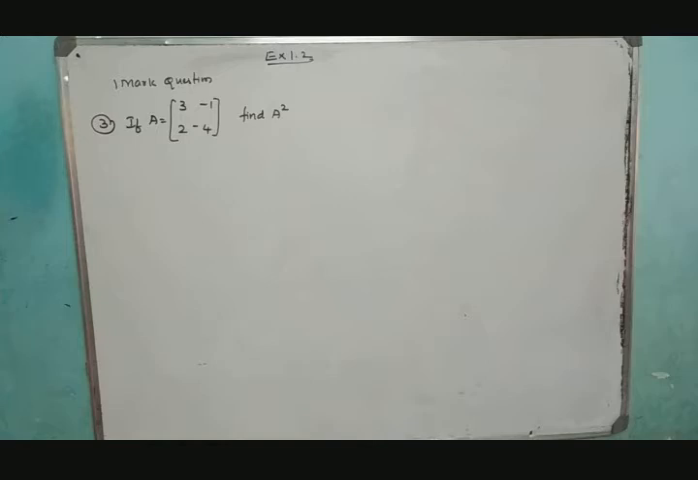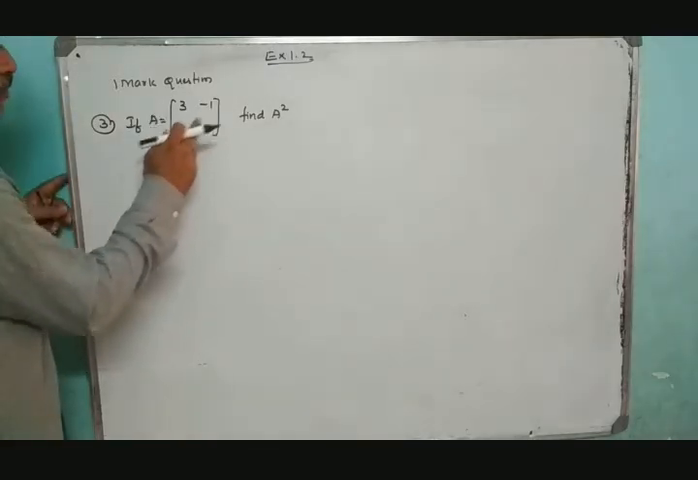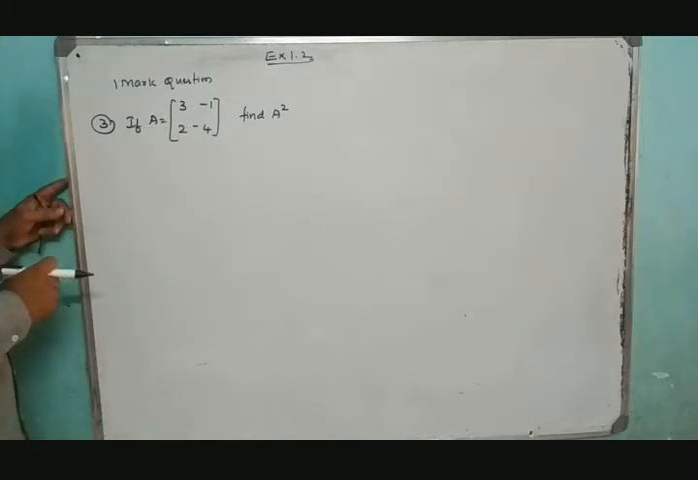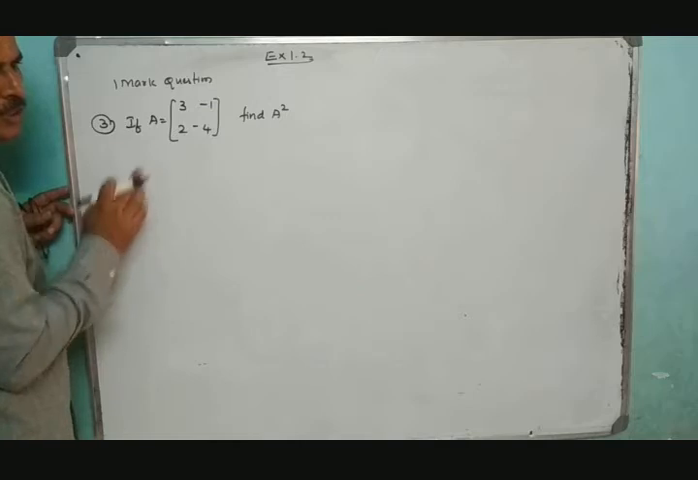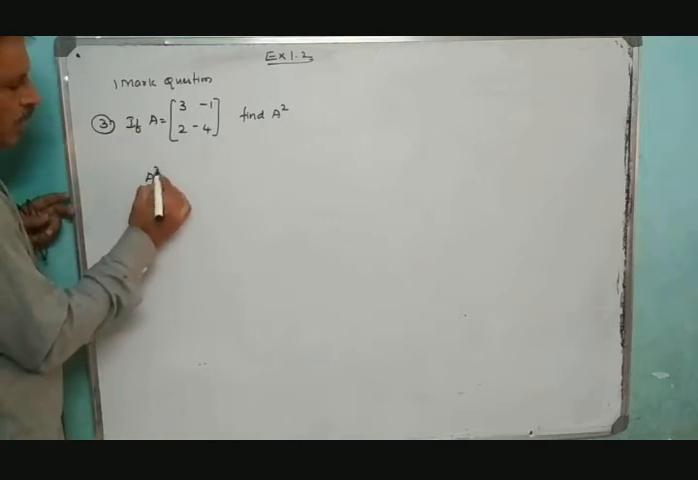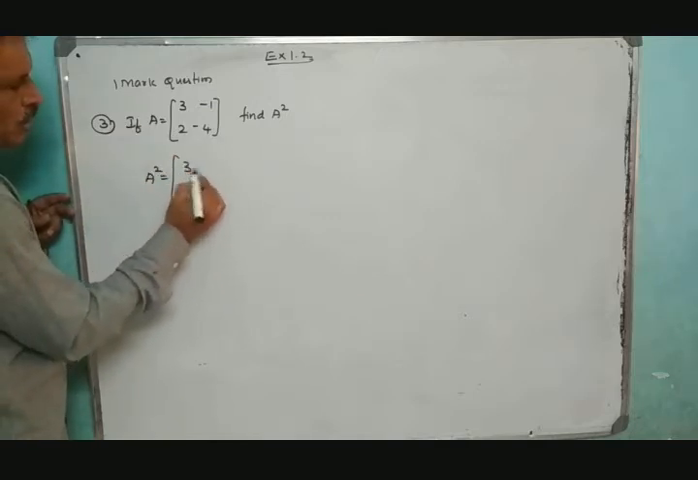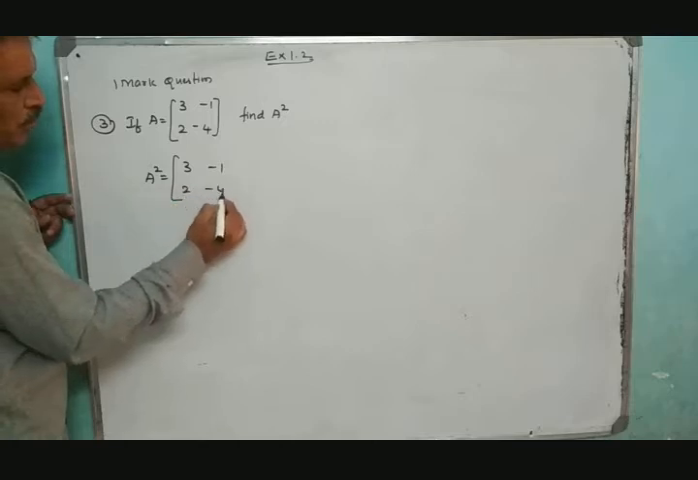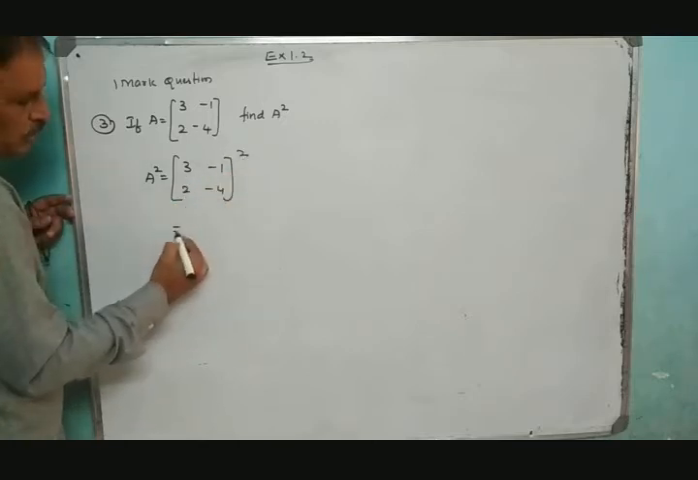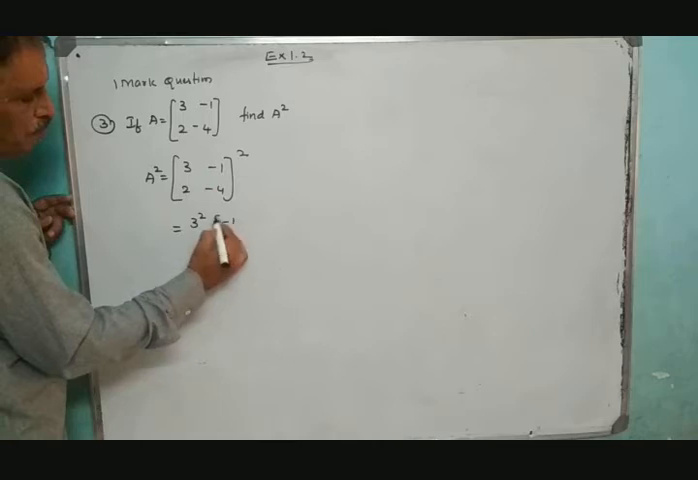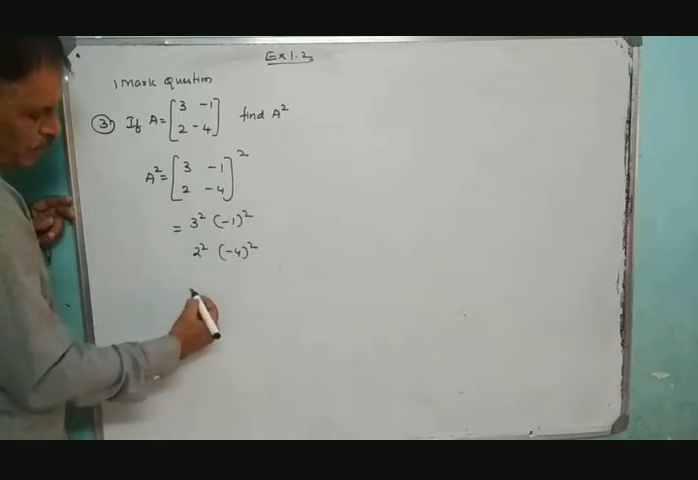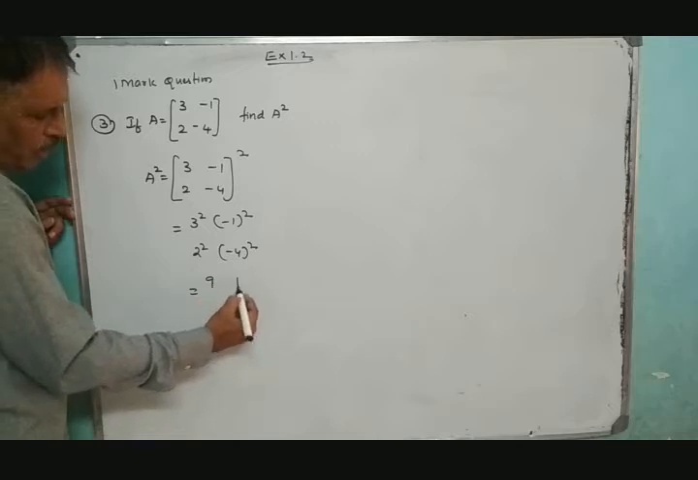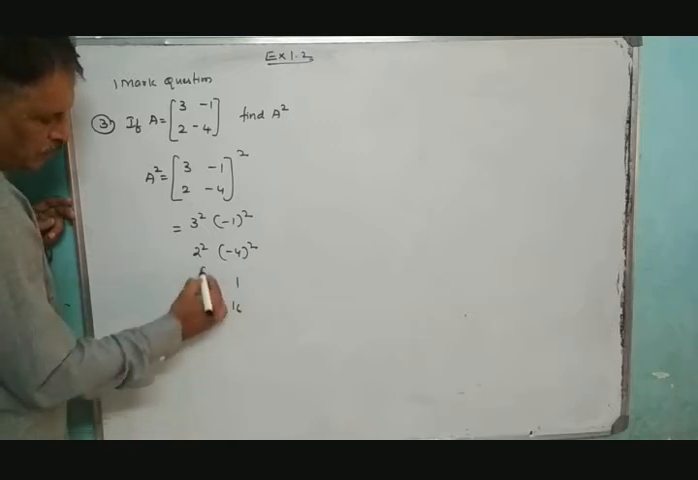Yes. The next question is, if A is equal to [3, -1; 2, -4], find A square. A square means we should not square the given matrix. Many students will write that A square is equal to [3, -1; 2, -4] whole square. Next they will write 3 square, (-1) square, 2 square, (-4) square. So they will write 9, 1, 4, 16.